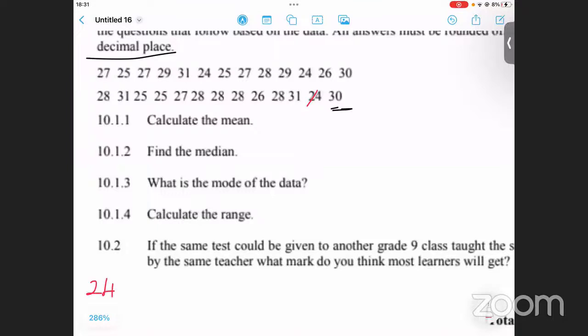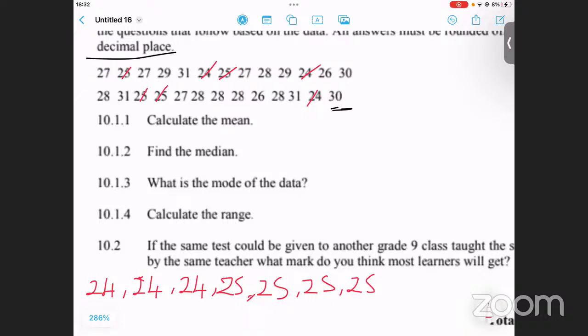Then we have another 24, and another 24. Then 25, another 25, another 25, and another 25.